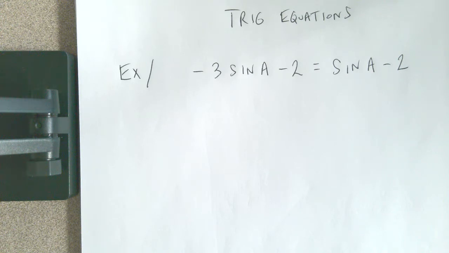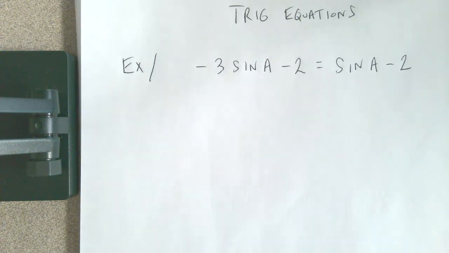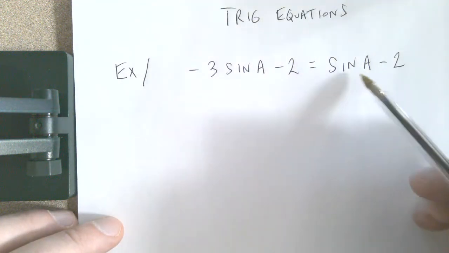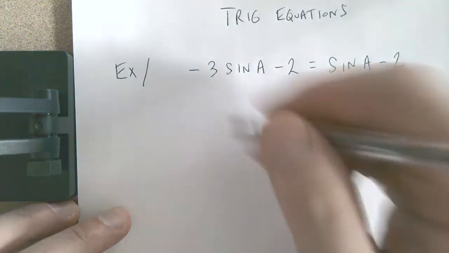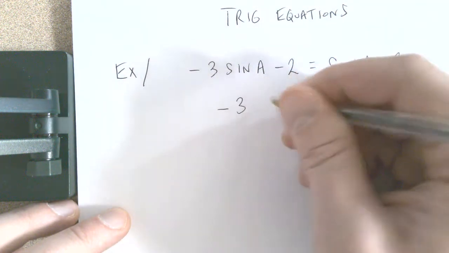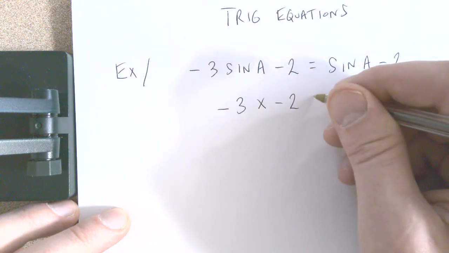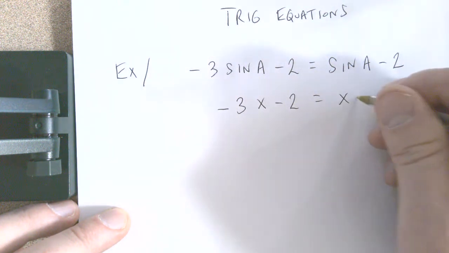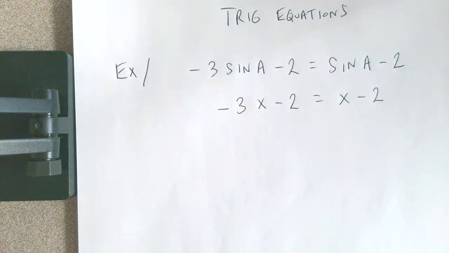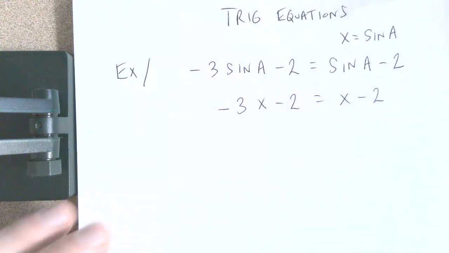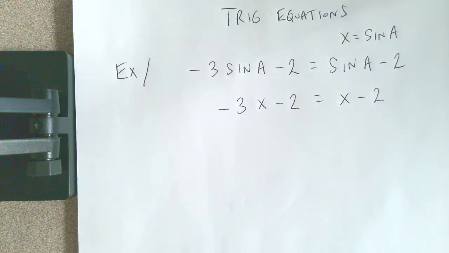But to think about it in terms of algebra, a good thing to do is take your 2 sine A's and just substitute in an x to do your solving. So all I'm going to do is substitute in an x wherever the sine of A is. And what that does is create a basic algebra equation for us. So all I'm saying is that x is equal to the sine of A, and just doing some substitution.